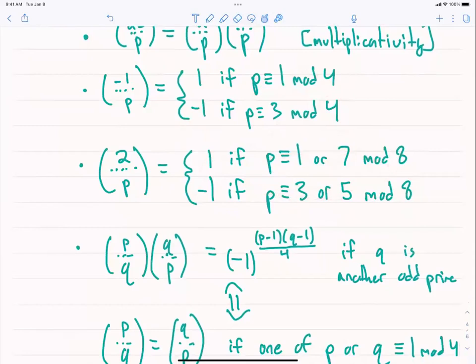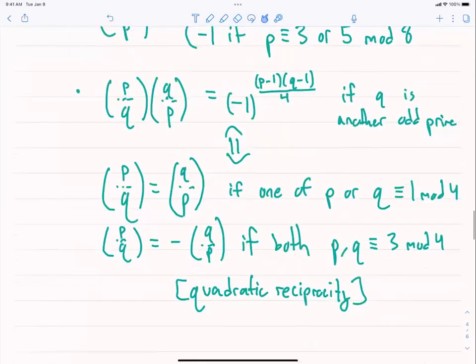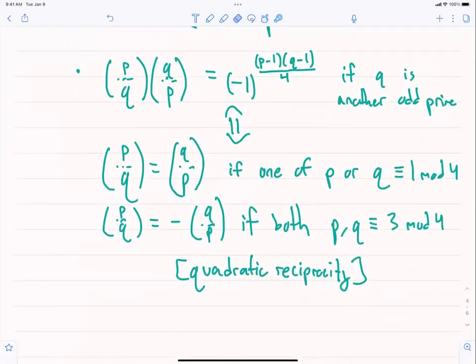Okay, and then the last one encodes this quadratic reciprocity law. One very succinct way to write it is to say that the Legendre symbol of P over Q times the Legendre symbol of Q over P is equal to -1 to the power P minus 1 times Q minus 1 over 4. Here Q is another odd prime. This is a very useful way to encode it if you just want to write down a succinct mathematical formula that expresses it.